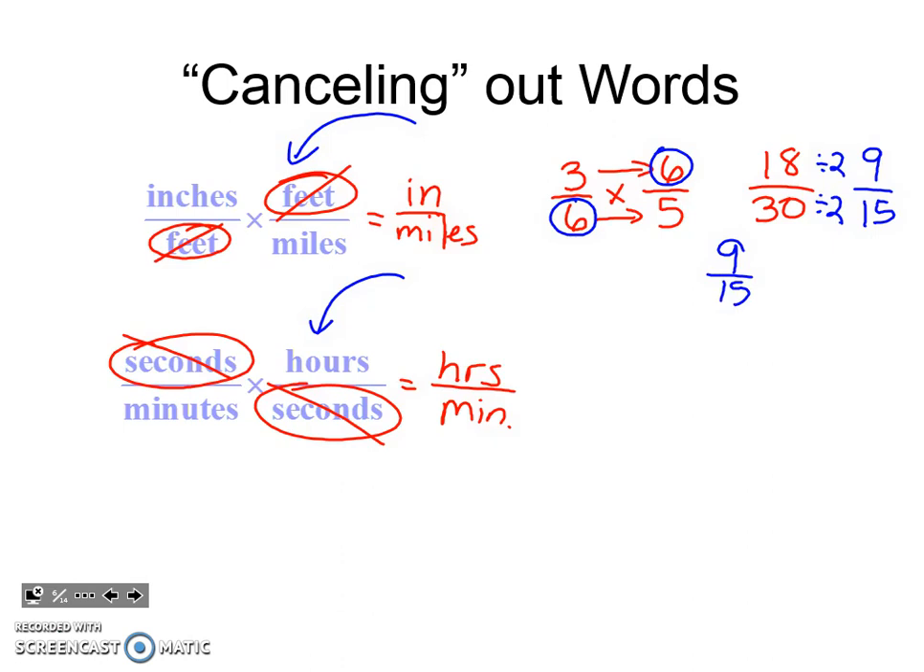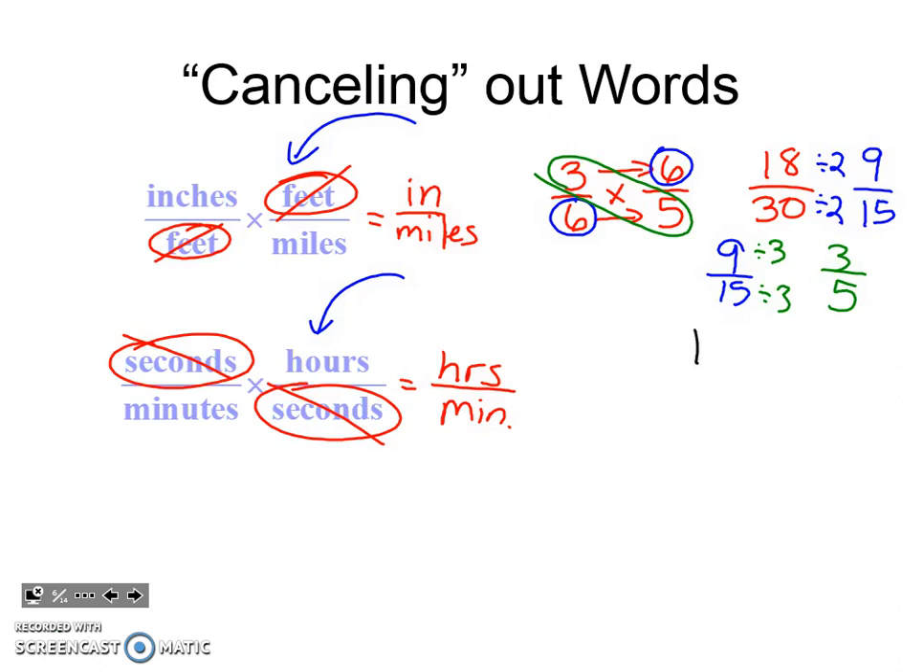Well, I can divide some more. So 9 and 15, a factor they have in common is 3. So 9 divided by 3 gives me 3, and 15 divided by 3 gives me 5. So I'm left with what I wanted to be left with, 3 over 5.